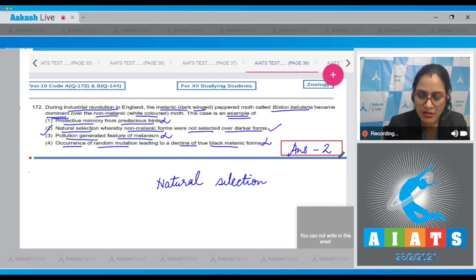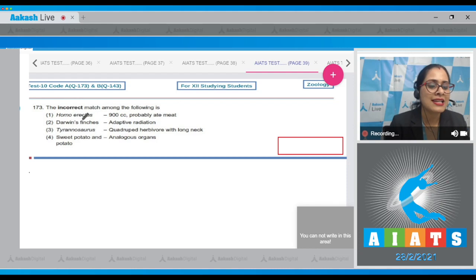Let's discuss the next question, which is question number 173. The incorrect match among the following is, the very first match says Homo erectus, 900 cc cranial capacity, probably ate meat. As it is a correct match, this cannot be the correct answer. Second option, Darwin's finches matches with adaptive radiation, as Darwin's finches is an example of adaptive radiation. So, this is a correct match and cannot be the correct answer.